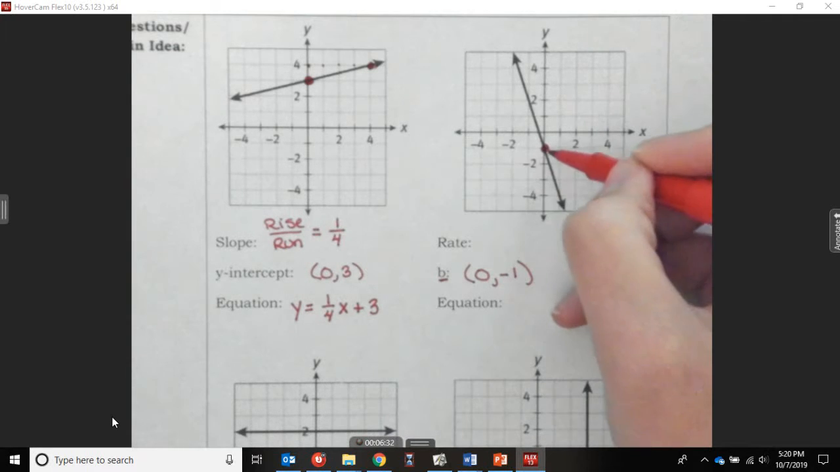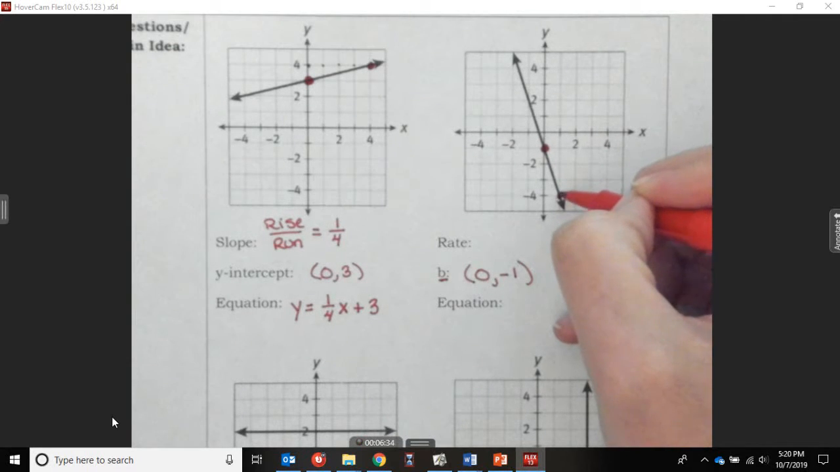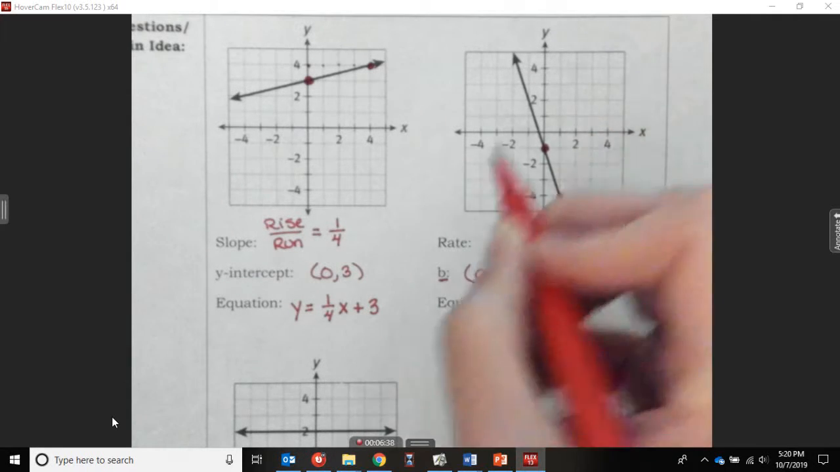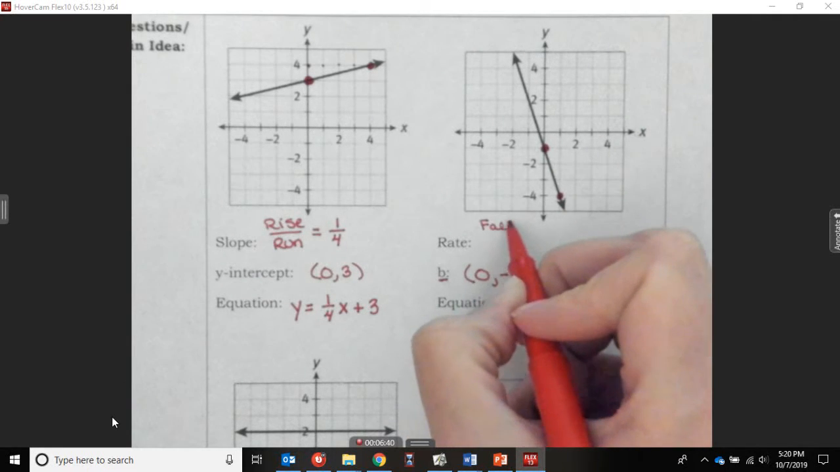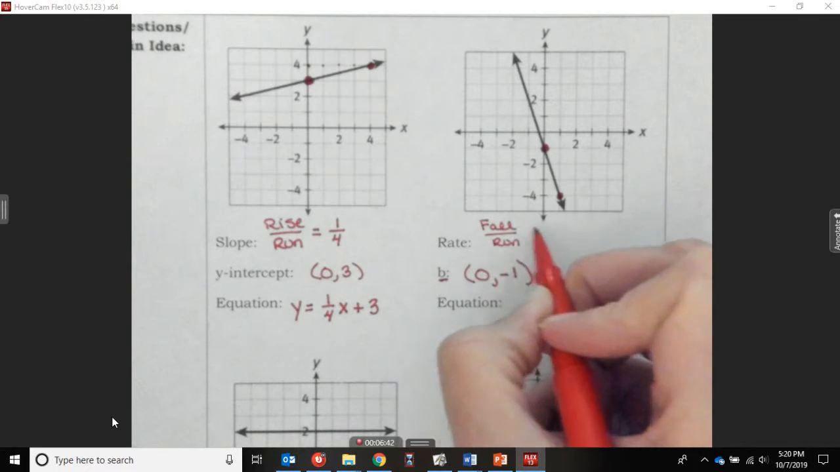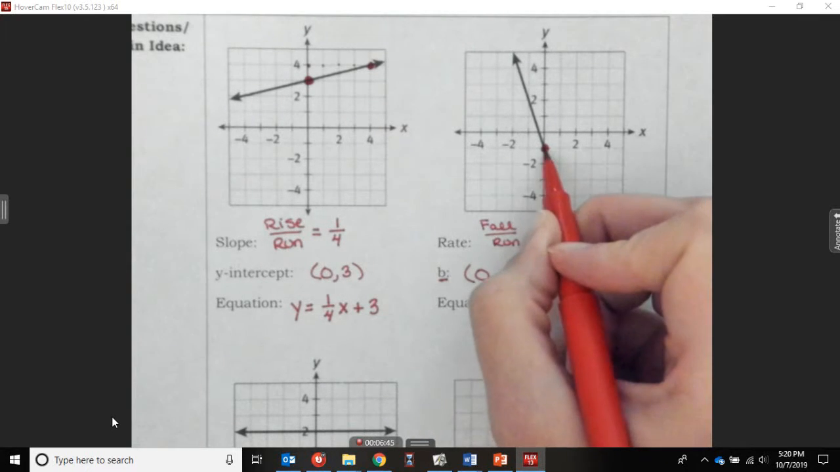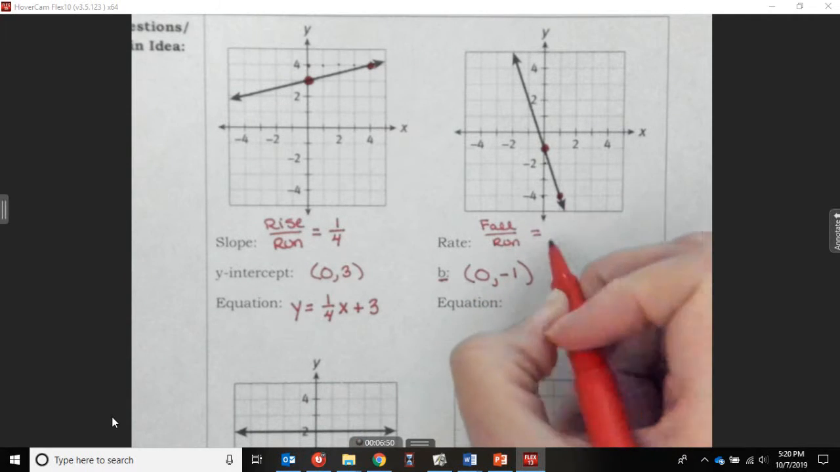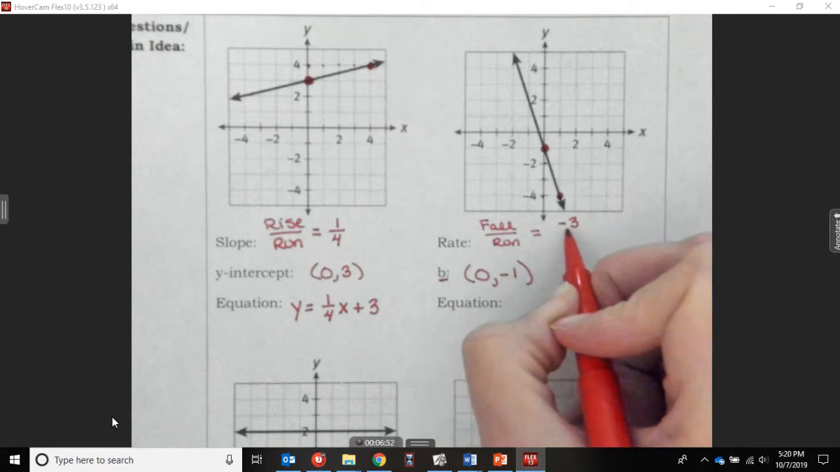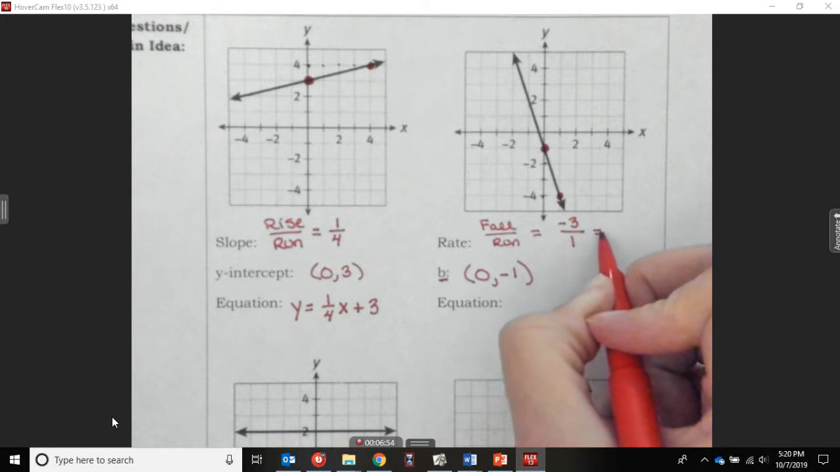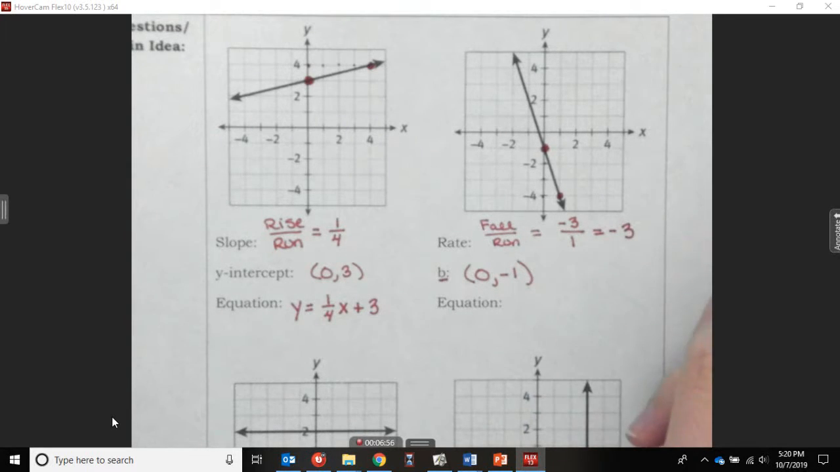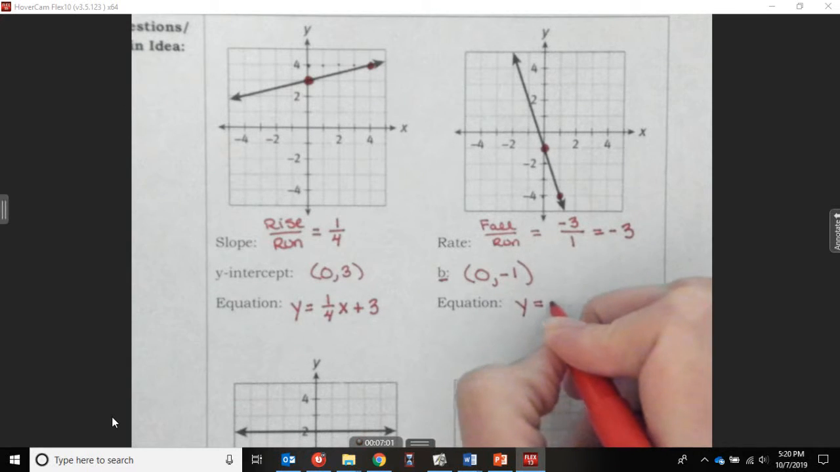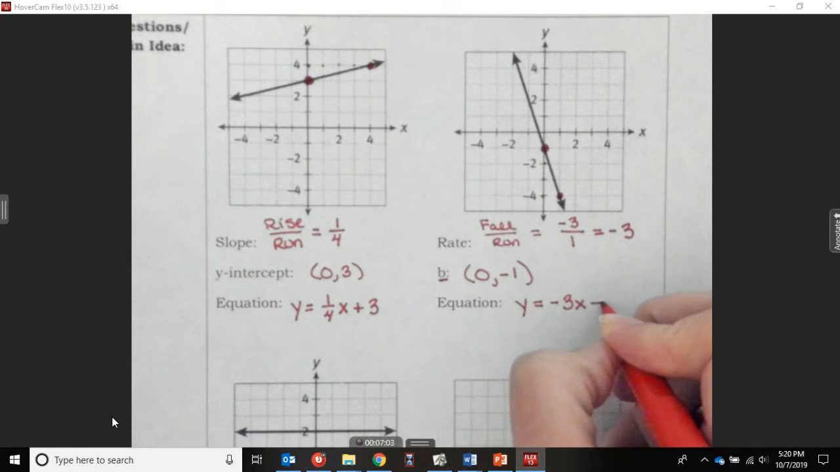And then I need to pick another point. So here's another point. We're looking for points on the corner. And I'm going to count. This time I'm falling, and then I'm going to run. I always do what's on top first. So I'm going to fall 1, 2, 3, run 1. Fall 3, which means -3, run 1, which is just -3. So my equation here is y equals -3x minus 1.